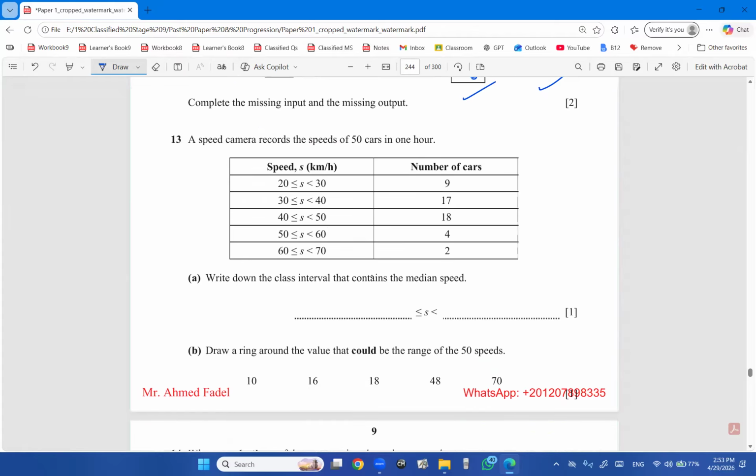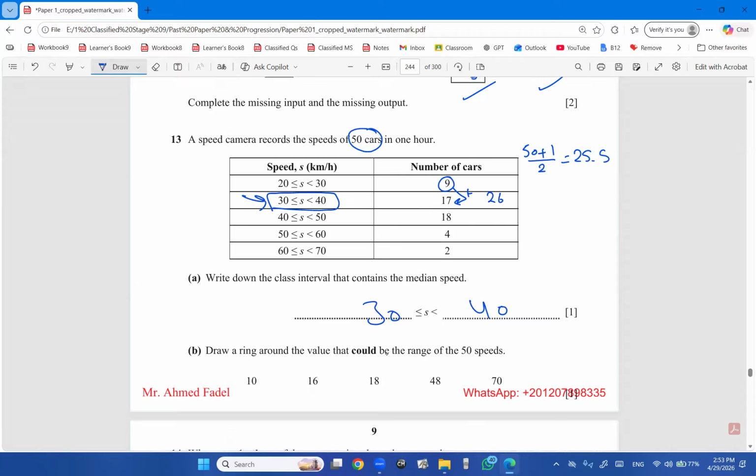Write down the class interval that contains the median speed. The median speed, I need to add 50 plus 1 over 2 gives you 25.5. 9, have you reached or passed the 25.5? Nope. Add to it 17 gives you 26. Have you reached or passed the 25.5? Yes. So the median lies in here, 30, 40.